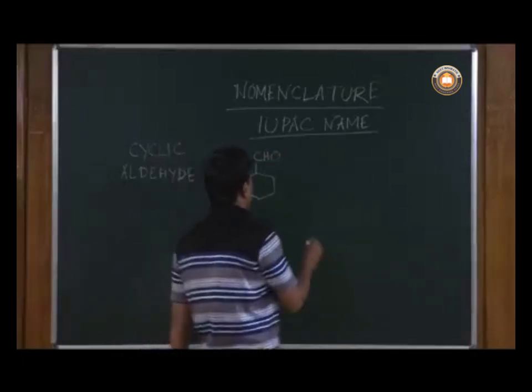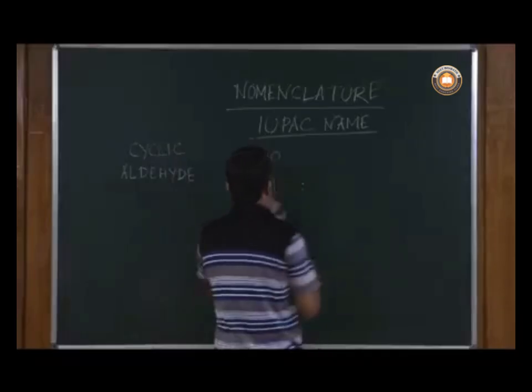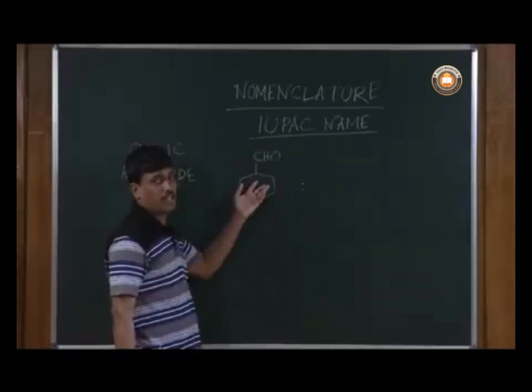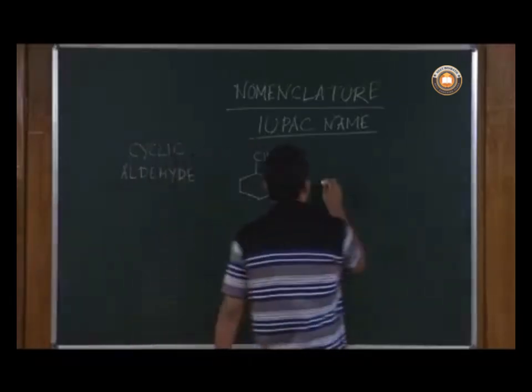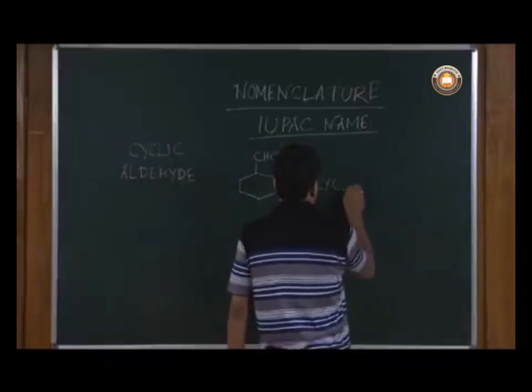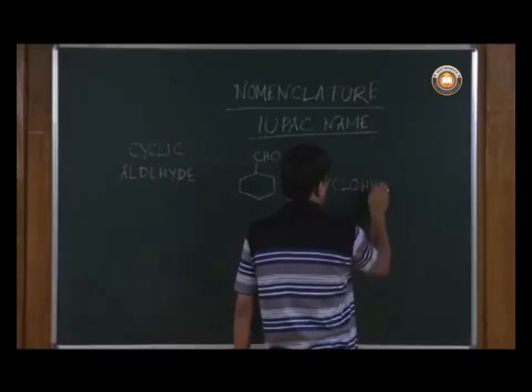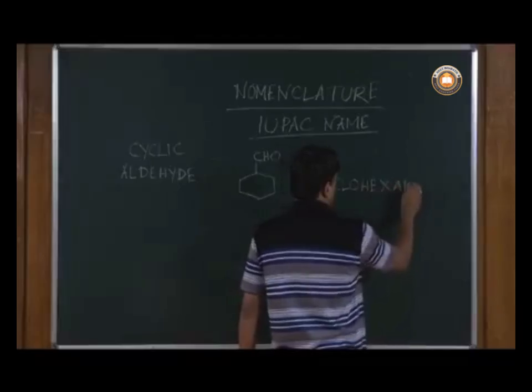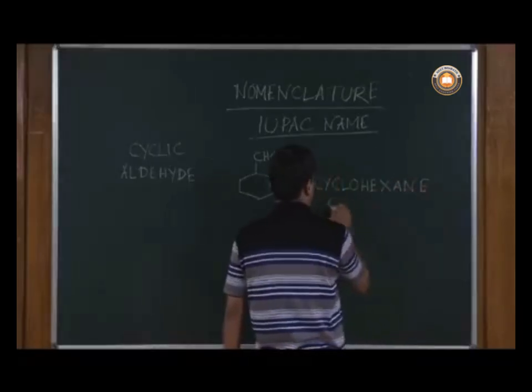This is the parent chain. What is the parent chain here? Cyclohexane. So, the compound's IUPAC name will be cyclohexane carbaldehyde.